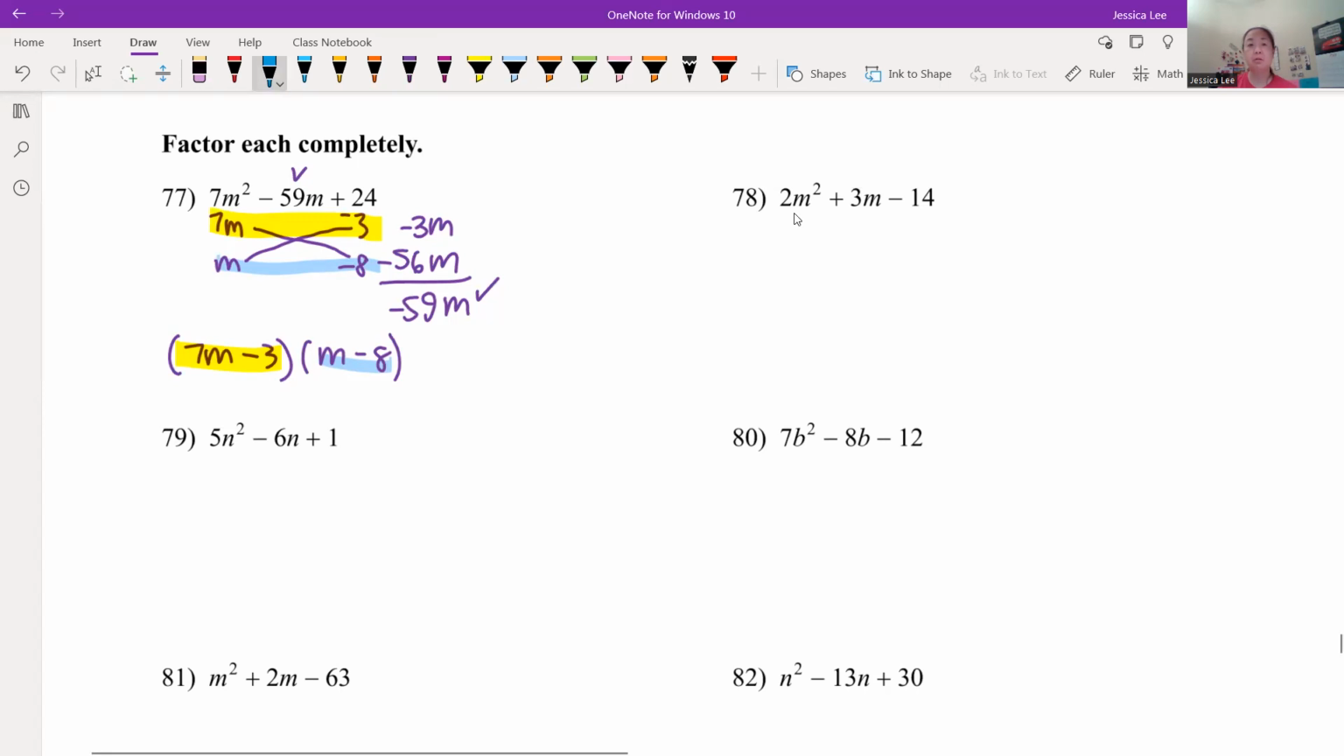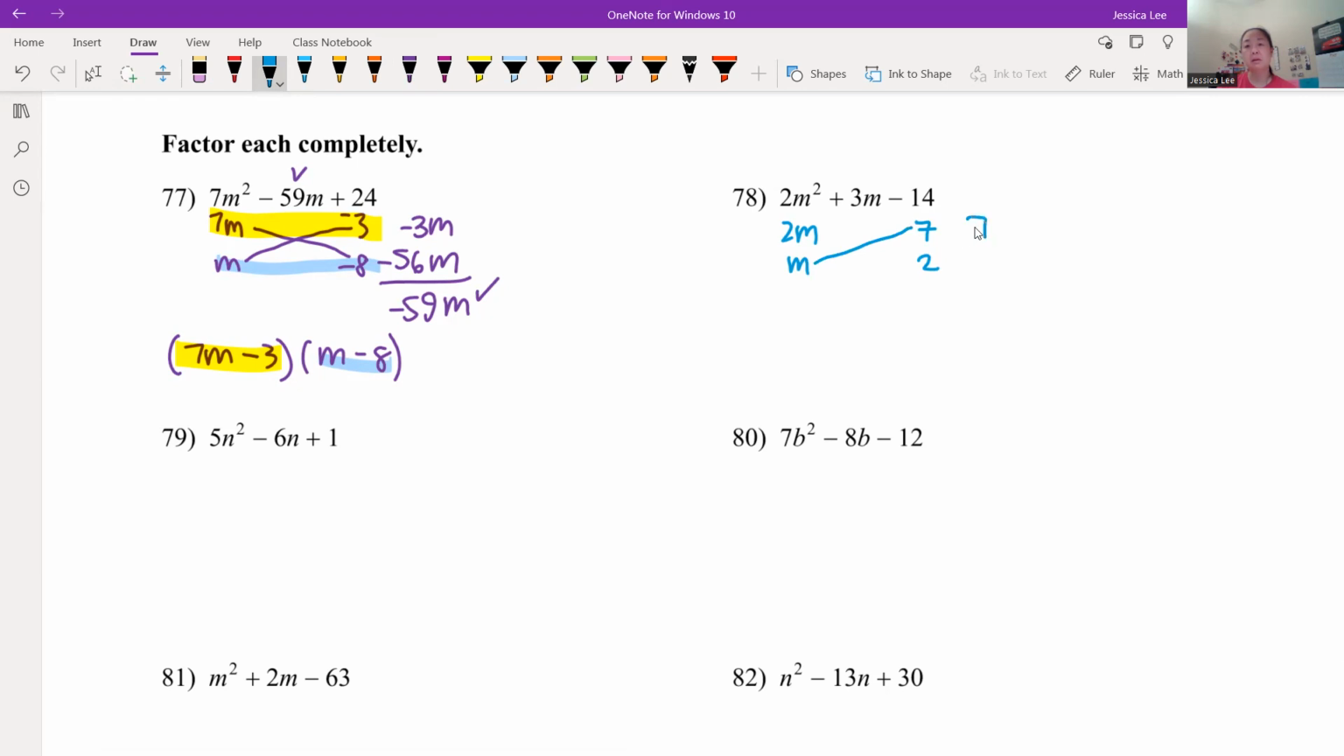All right, let's try it again. The only way to get 2m squared is going to be 2m and m. And here we got 14, so it's going to be 7 and 2. We're going to have a smaller number, so I'm not going to put the 7 on the bottom. I'll put the 7 on the top. So, that's going to be 4. Yeah, I think I'll get that.